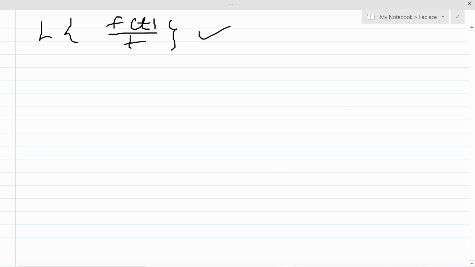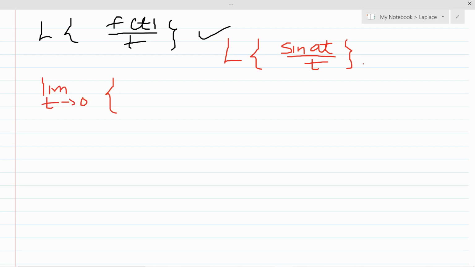So let's solve this. Find the Laplace of sine at over t. So how do you find the Laplace of this? We said the first thing is to find the limit as t approaches 0 of the whole expression given to me, which is sine at over t. If I put 0 in, I'll get 0 over 0, which is indeterminate. So we use L'Hopital's rule.